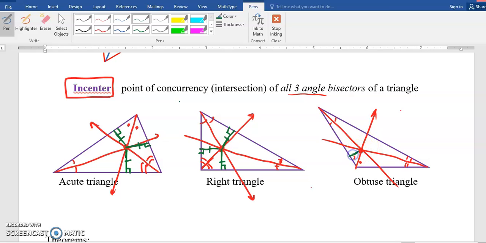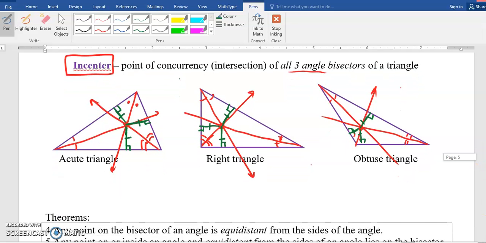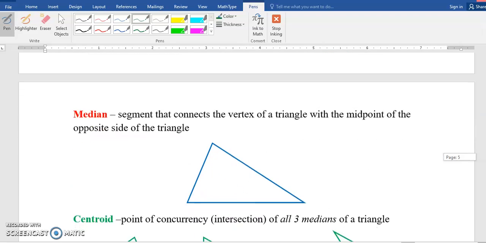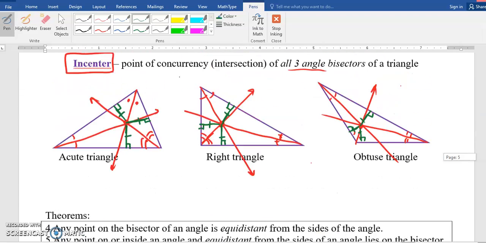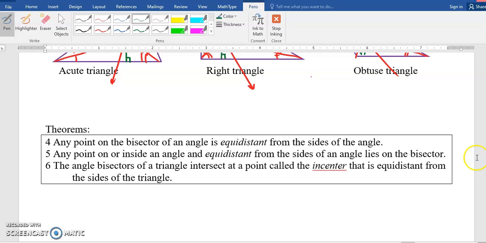And it's a little harder to draw on this one. Those three green ones are all the same length. Okay, so we can find that points of concurrency. So if all you just have is an angle bisector, any point on the angle bisector is equidistant from the sides. They intersect at the incenter, which is equidistant from the sides of the triangle.